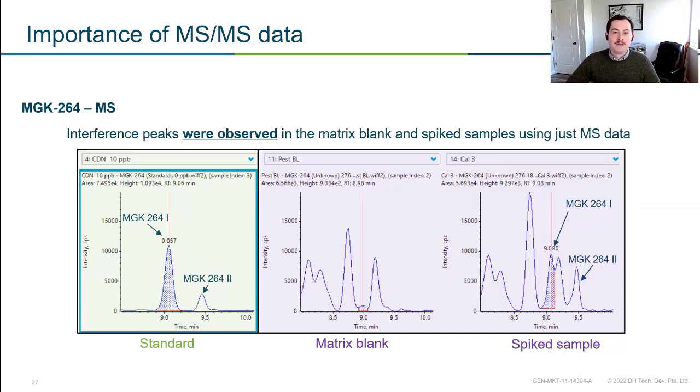Everything looks great. But if we go one over to the matrix blank, so this is just the straight algae powder with nothing in it, we see almost two peaks that look exactly like our pesticide isomers. They are at slightly different retention times, but if I was an analyst in a lab, I would have a really hard time being confident that that wasn't actually MGK-264, especially with those two isomer peaks.